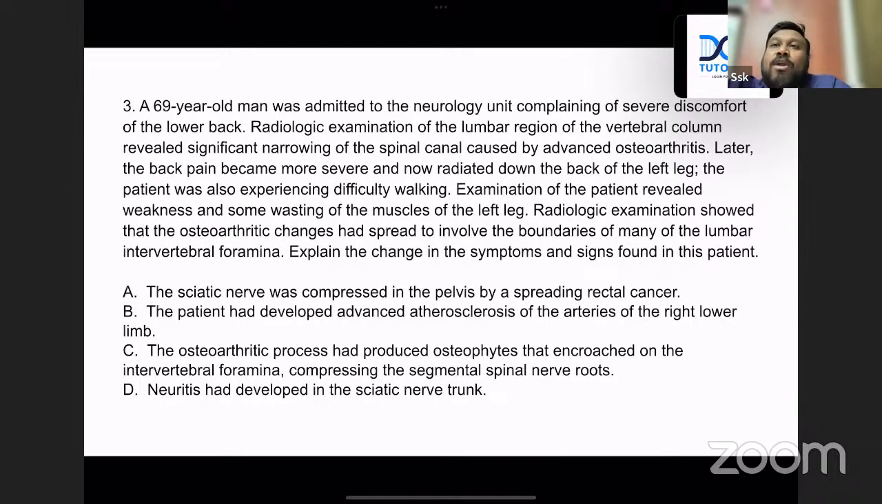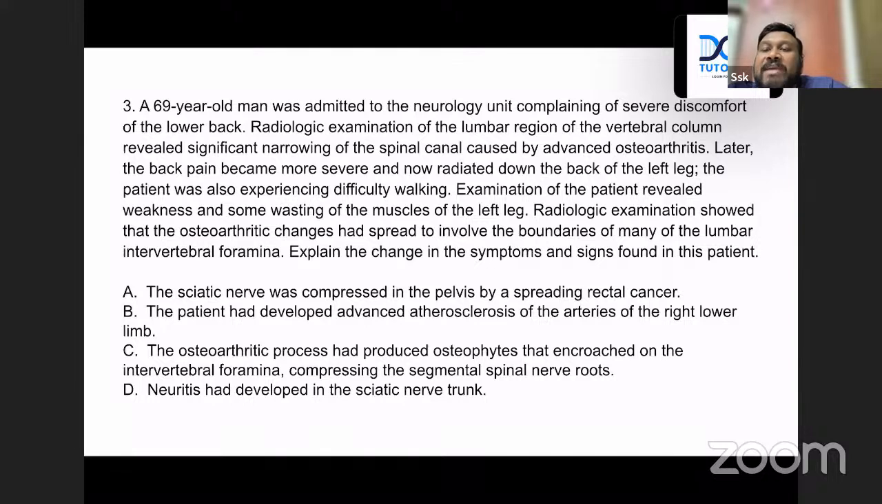Now, a 69-year-old male was admitted in the neurology unit who complained of severe discomfort of the lower back. The radiologic examination of the lumbar region showed significant narrowing of the spinal canal caused by advanced osteoarthritis. The back pain became more severe and is now radiating to the left leg. Patient is experiencing difficulty in walking.